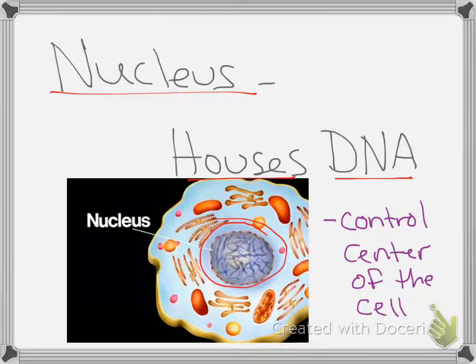The nucleus houses the DNA. It is the control center of the cell, and you can see it here. This is a picture of a cell, and then the nucleus is right here in the middle. You can see inside, those are actually pieces of DNA that we call chromosomes. So you can see those inside there.